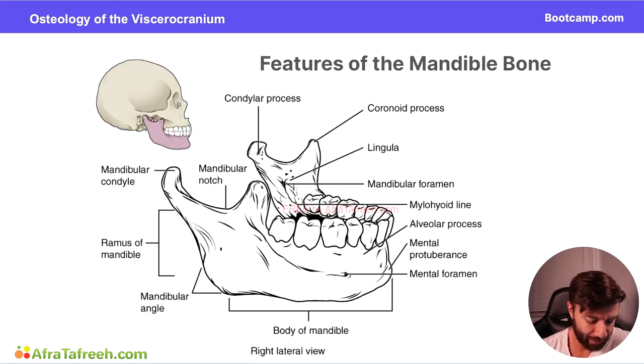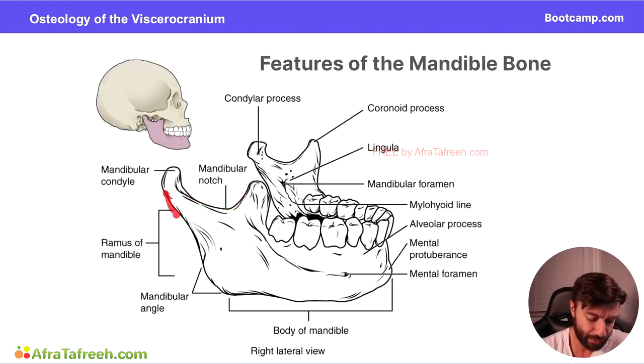Starting off here, we have what is known as the mandibular condyle. And this is actually the portion which articulates with the mandibular fossa of the temporal bone. And this forms that temporomandibular joint. So we have the mandibular condyle, and on the medial aspect, we have the condylar process, which forms the articulation. We then have this mandibular notch, which connects the mandibular condyle to the coronoid process on the anterior aspect, seen right here. So mandibular condyle, coronoid process, mandibular notch.